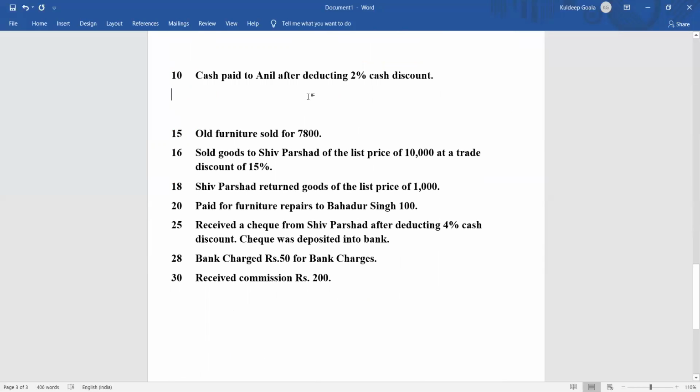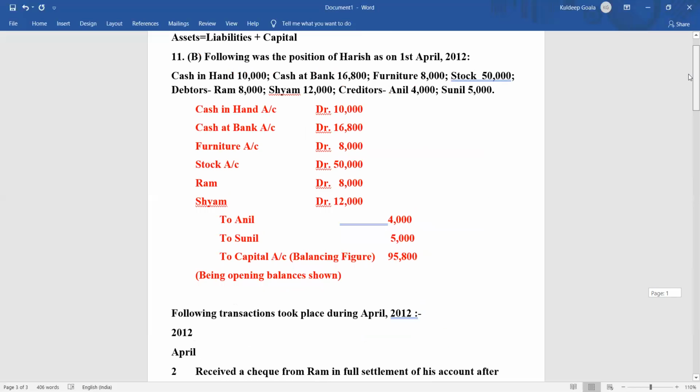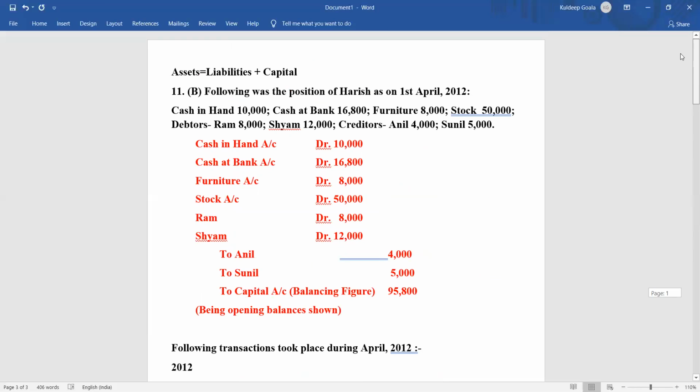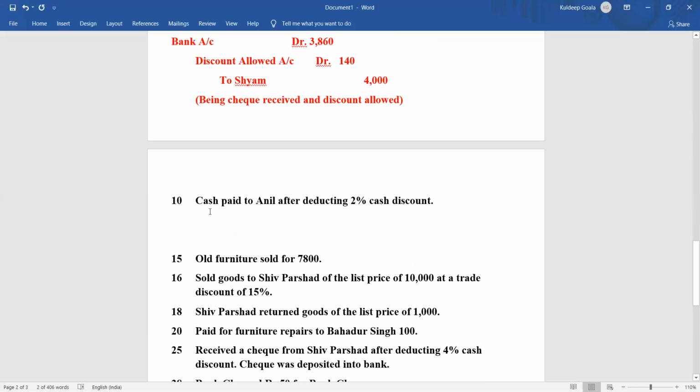And how much are we paying him? We are paying the full amount at 2% deduction. Okay, just be very sure that it is Anil 4,000. I'm repeating once again so that you are very sure about how much is the amount due, because there will be full settlement. So you need to be very clear with that. So Anil was 4,000. Remember that. So now let's come to the transaction.